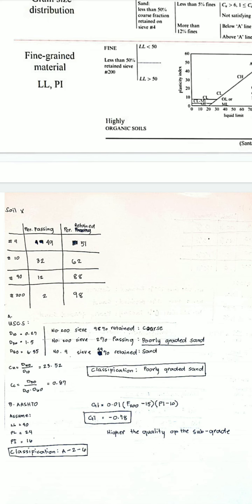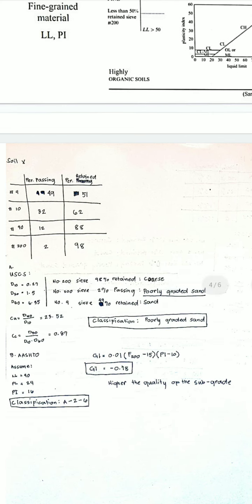At sieve size number 10, it has 32% passing and 62% retained. At sieve size number 40, it has 12% passing and 88% retained. At sieve size number 200, it has a percent passing of 2 and 98% retained. First, in classifying using USCS, soil X has a D10 of 0.27, D30 of 1.5, and D60 of 6.35.